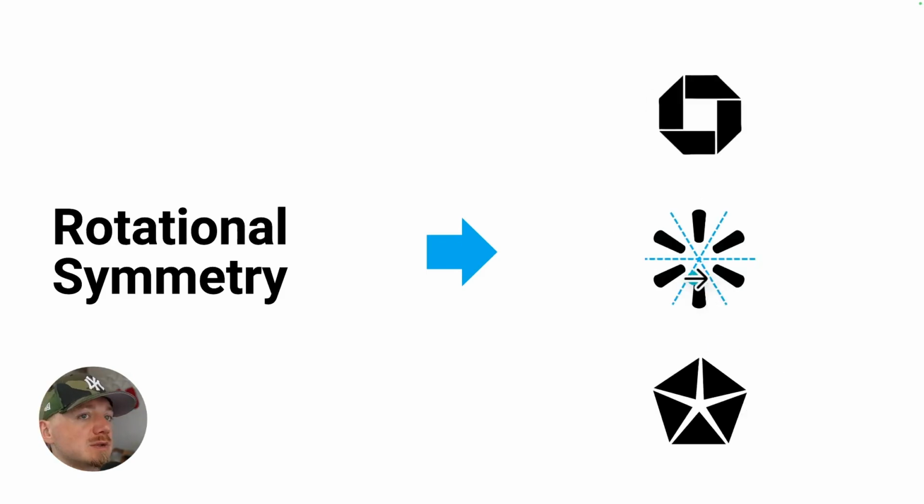Now the second is rotational symmetry, and a perfect example is the Walmart logo. Basically if we rotate the logo a certain degree, for example, in this case, the Walmart logo has 6 rays. 360 degrees divided by 6 is 60 degrees. So if you rotate it 60 degrees, it's gonna still look the same. And with the Chase logo, we have 4 parts. So if we rotate it 90 degrees, it's gonna look the same. And here we have 5 parts, right?